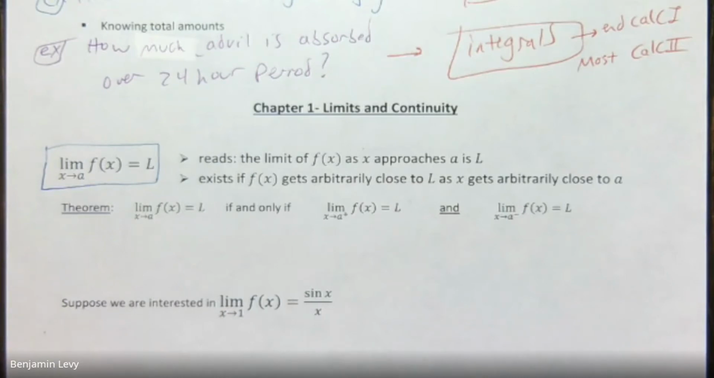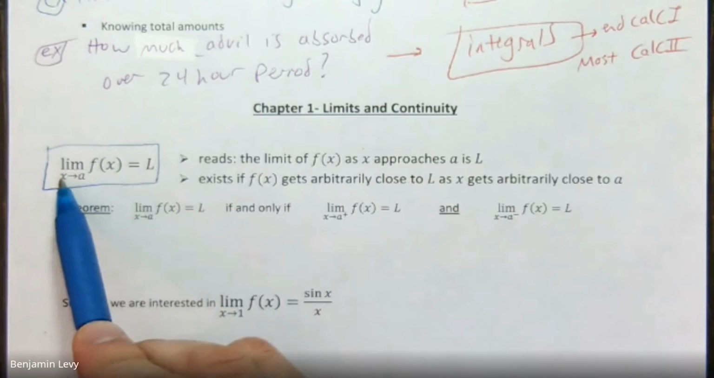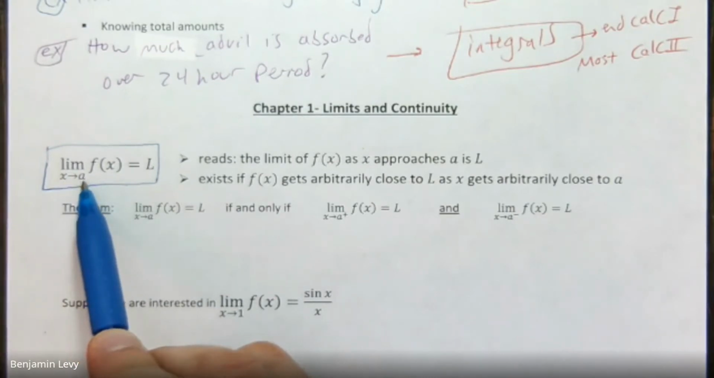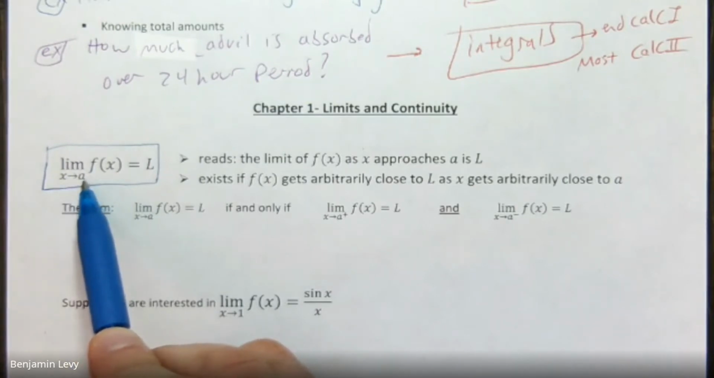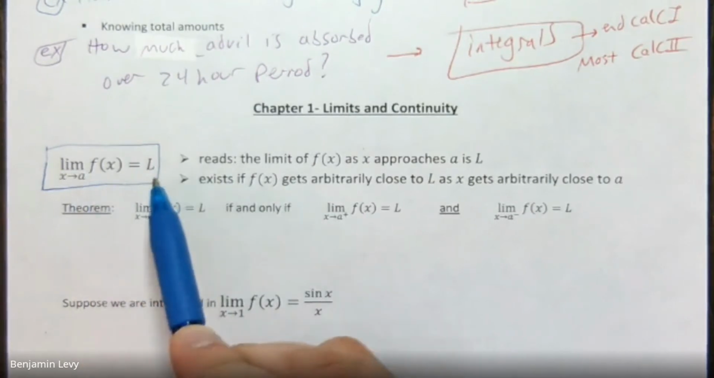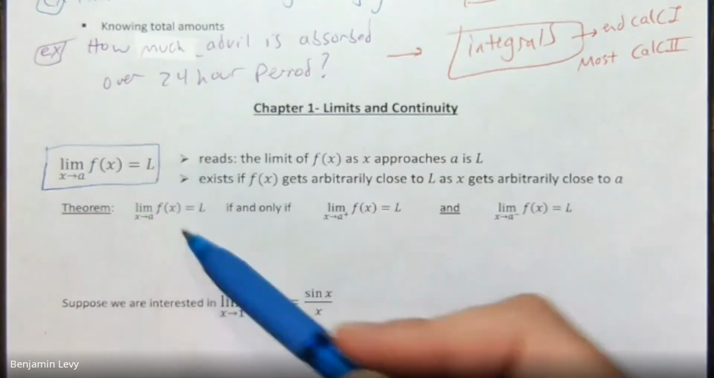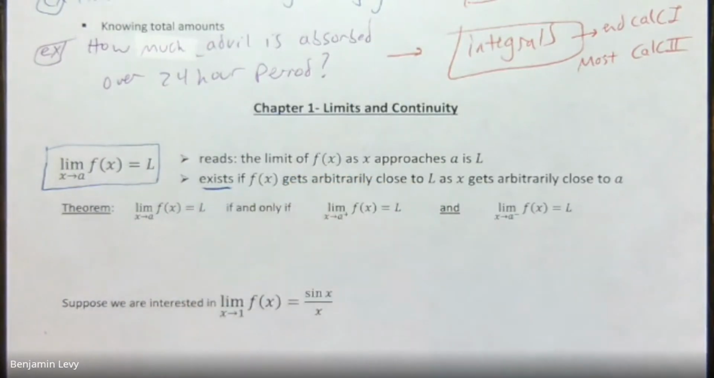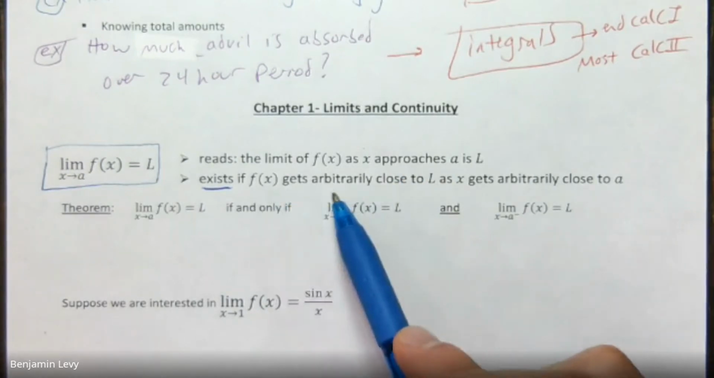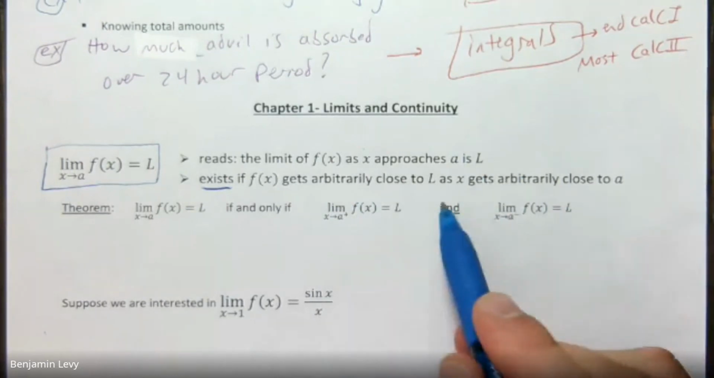What that means is the x values, which are the things you plug into the function, are getting closer to the number a. So this is saying when you plug in x values close to the number a, the output is near L. And if that's the case, we say the limit is L. Now this word exists implies that sometimes it doesn't exist, right? The limit only exists if the function gets arbitrarily close to L as x gets close to a.